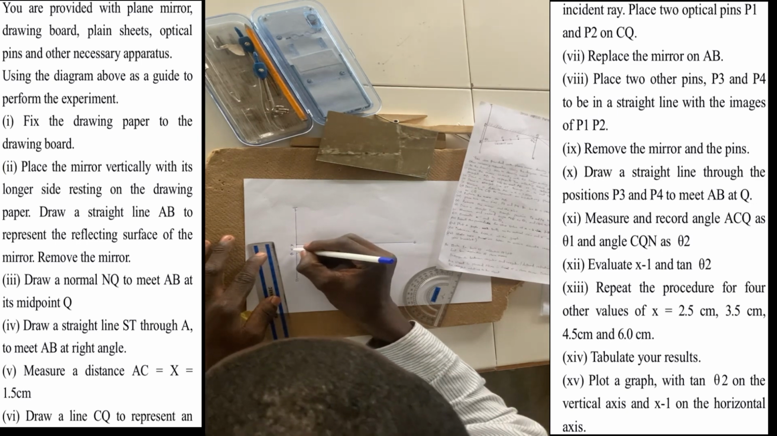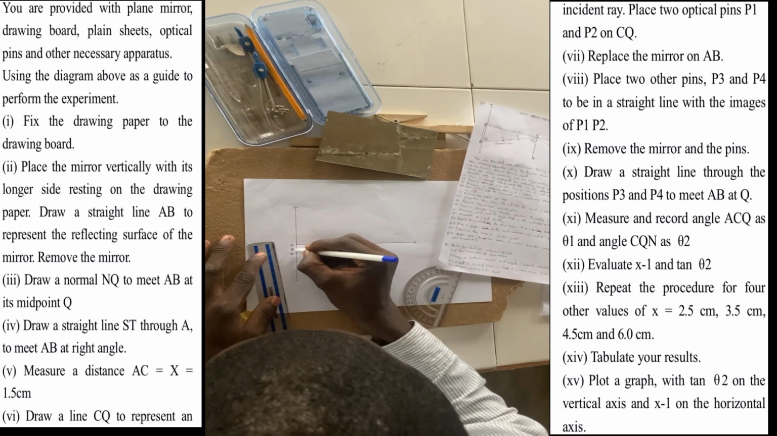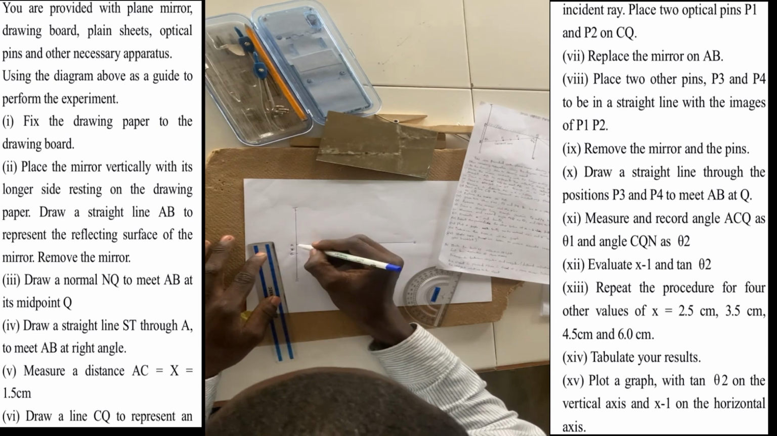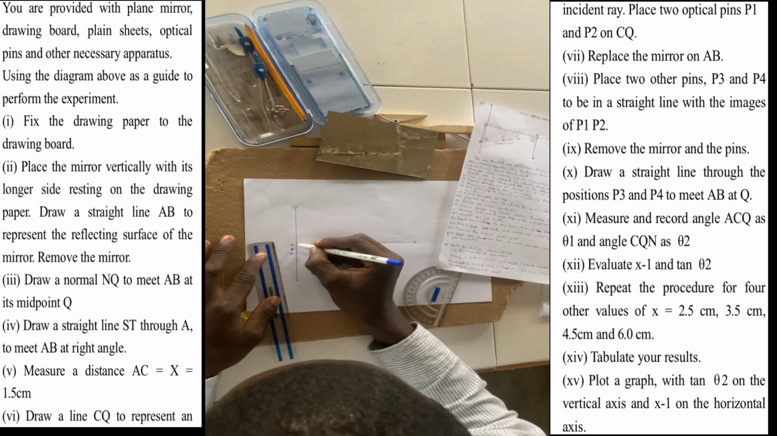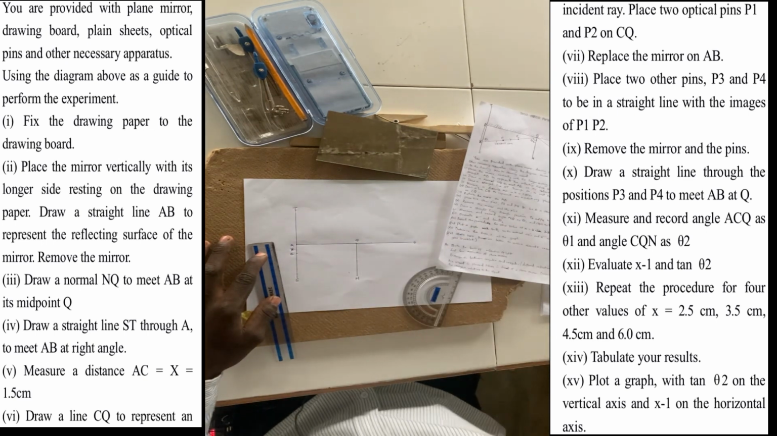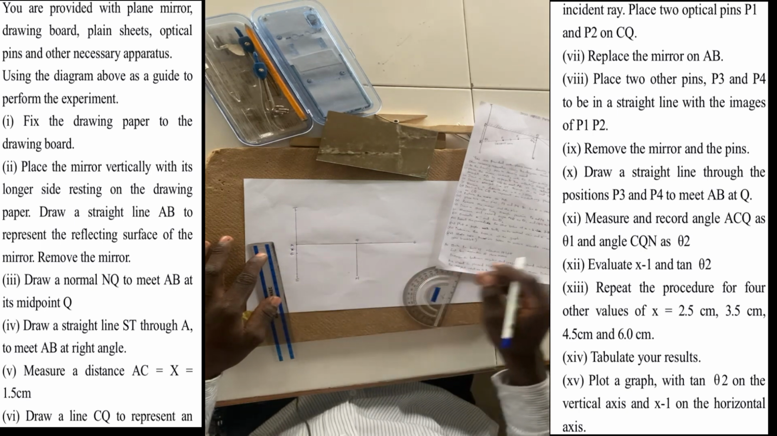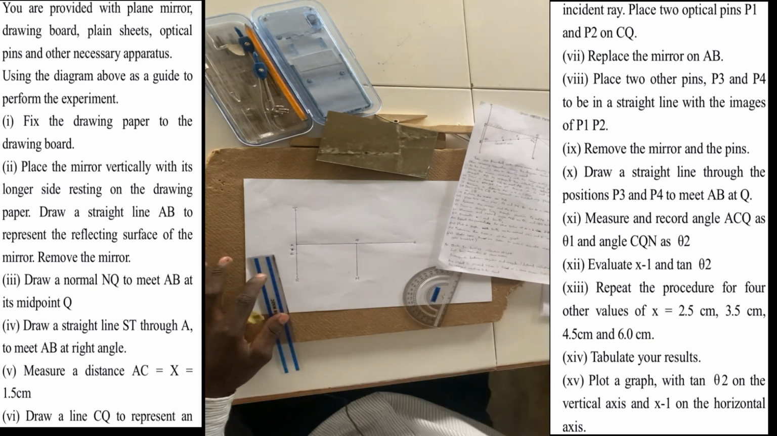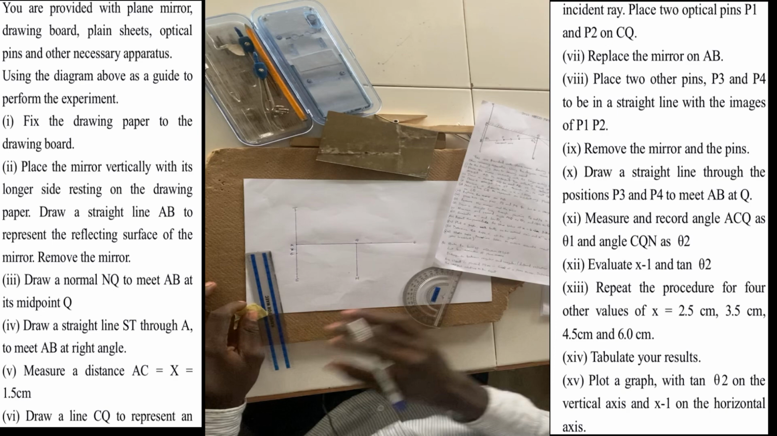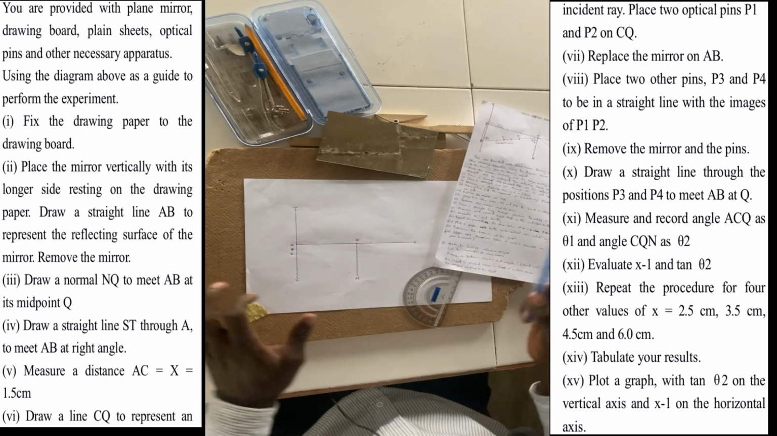Line X, let me just use a small letter so that you can identify it. So this is line X. Now you can even put an arrow there to indicate the distance between A and C. Having done that, what is the next thing to do?